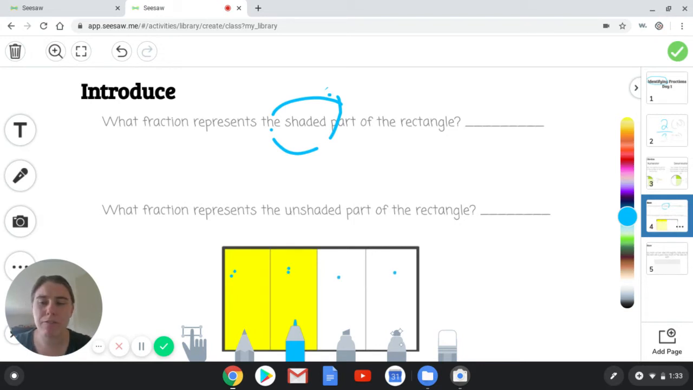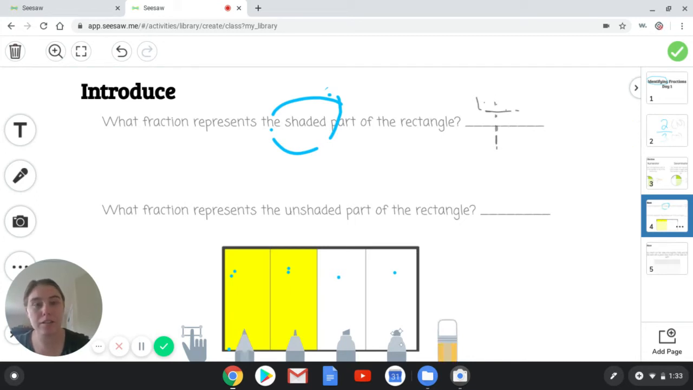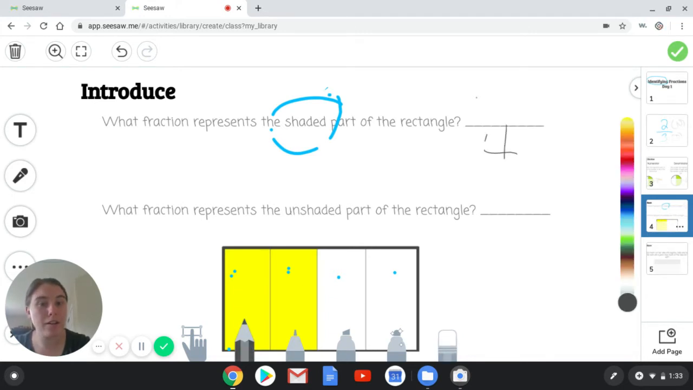1, 2, 3, 4. There are 4 equal size pieces inside this model. Now, when I think back to the last slide, I remember that when there's 4 equal sized pieces, that means the 4 will be my denominator. That means 4 is going to be my denominator because there's a total of 4 pieces. I'm going to use this line as my fraction bar.